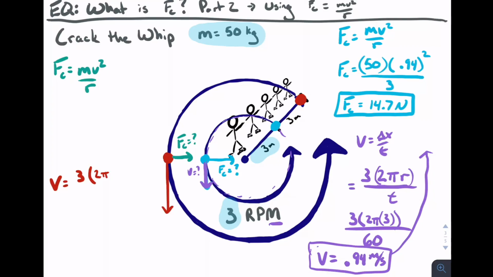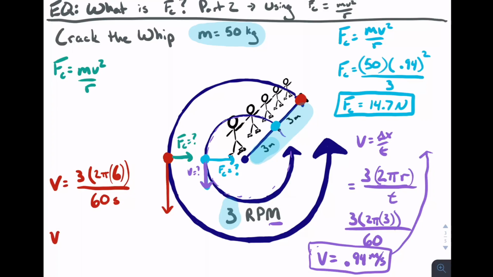Here's the thing to notice though. This time, this person isn't just a distance of 3 away for the radius. They're 3 plus another 3, meaning that they are a total distance of 6 meters from the center of the circle. All right. And then that's the distance they're going to travel. And once again, this is 3 RPMs or revolutions per minute. So they're going to do that 3 times every 60 seconds.